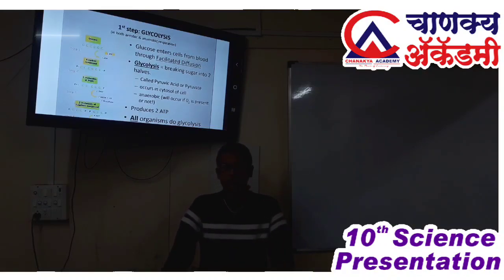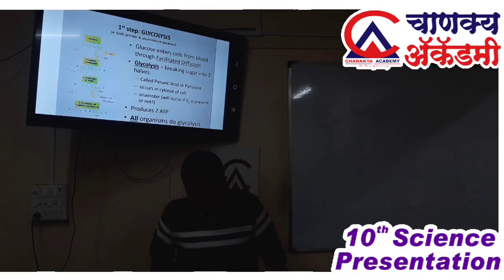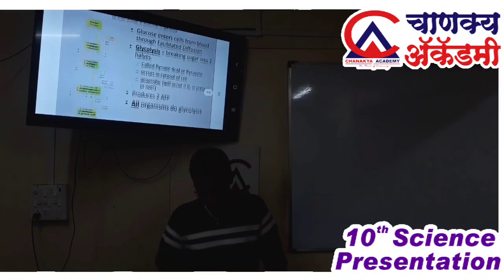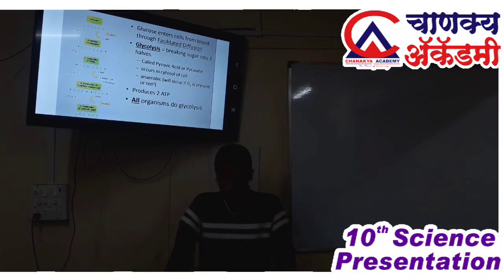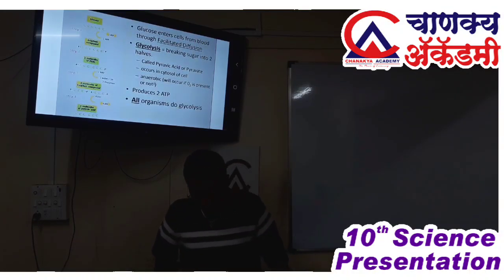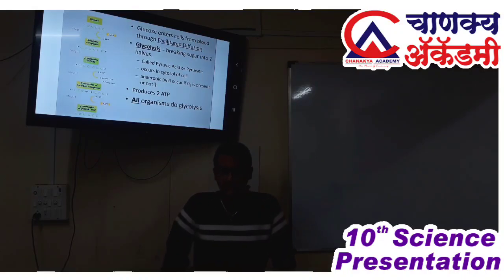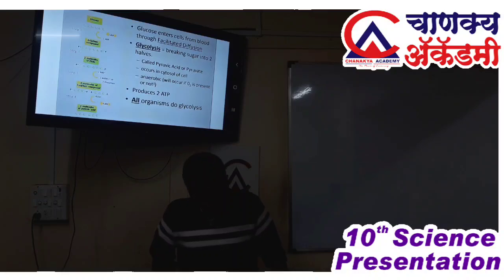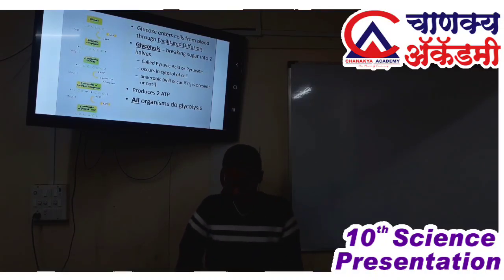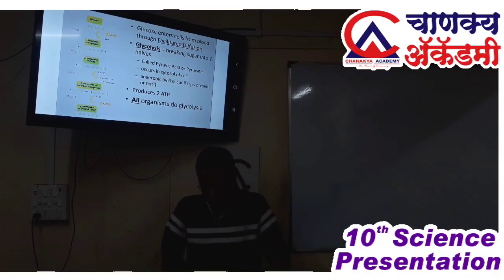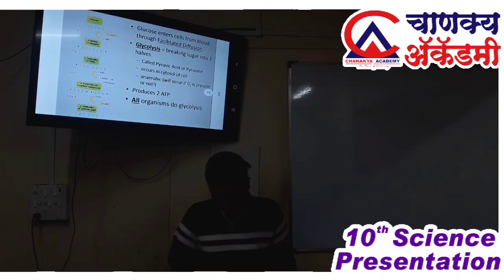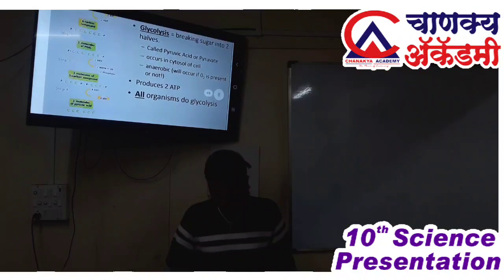Glycolysis is breaking sugar, meaning glucose, into two halves. It is called pyruvic acid or pyruvate. It occurs in the cytosol of cells. It produces only 2 ATP molecules. All organisms do glycolysis. This is an image of the glycolysis process.